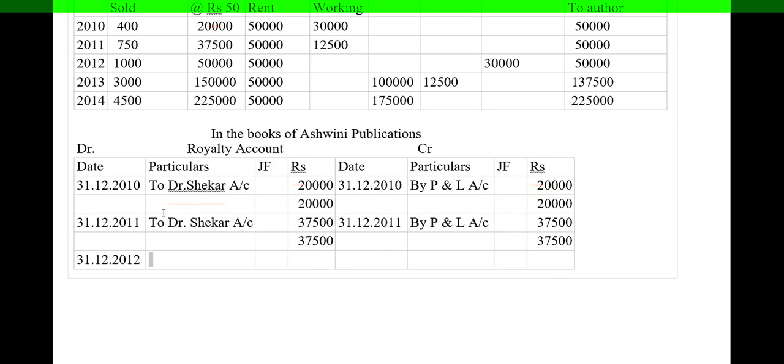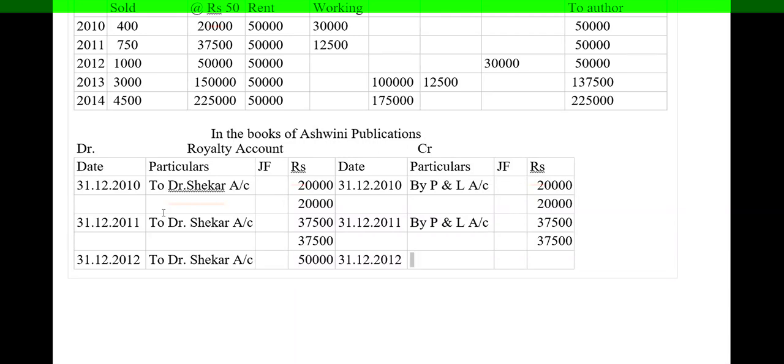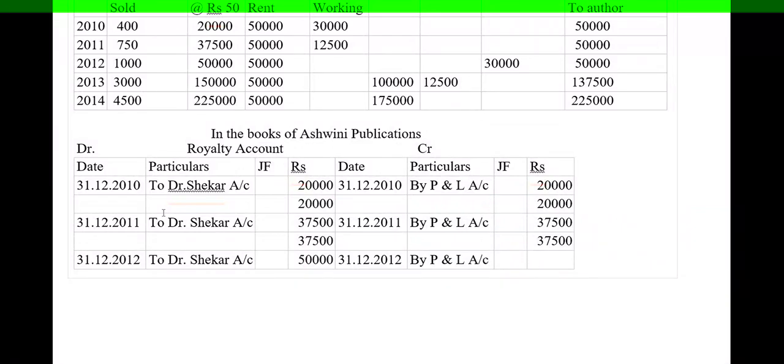Then on 31st/12/2012, when the royalty is payable, the entry will be royalty account debit to Dr. Shekhar's account. So the royalty payable will be rupees 50,000. On 31st/12/2012, when this is transferred to P&L account, the entry will be profit and loss account debit to royalty account. So royalty account is credited by P&L account. So here it is 50,000. Now let's do the totaling here. So this year will be closed.